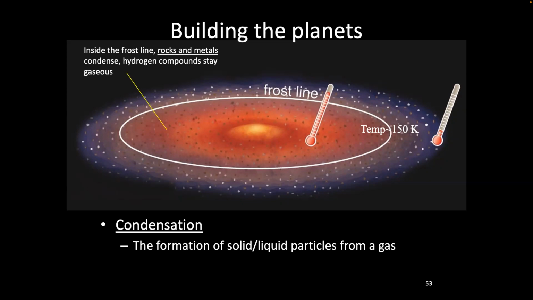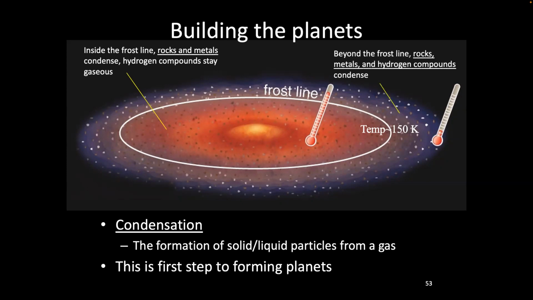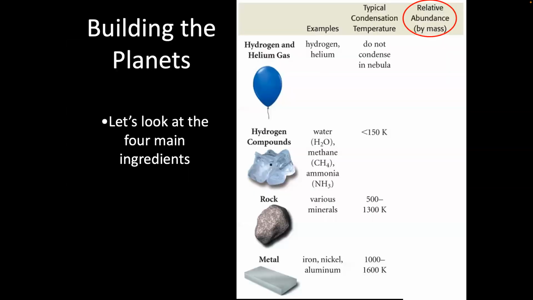So you build everything inside of this frost point out of rocks, and you build everything out here with everything. I haven't told you yet how to trap hydrogen and helium, but you will be able to. So let's look at the relative abundance by mass.